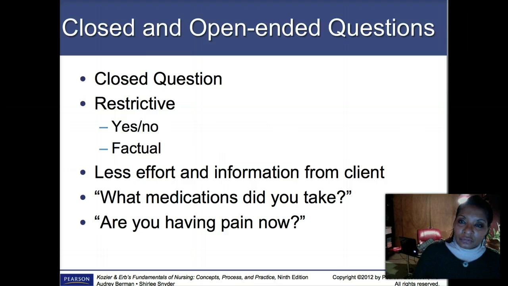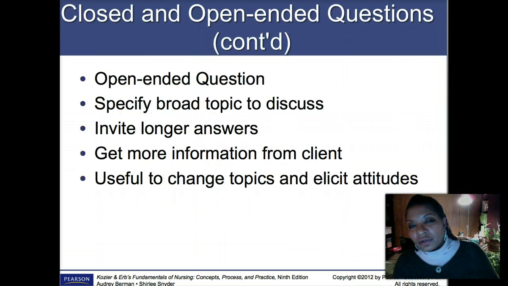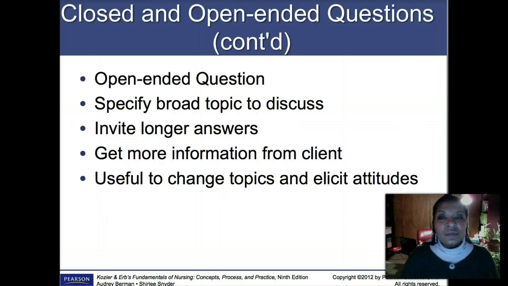Asking open-ended questions. Your closed-ended questions are restrictive and factual. You're going to always get more information when you're asking open-ended questions. Again, this is a review from the communication unit. So you should be seeing a transfer of information and themes from one unit to the next.